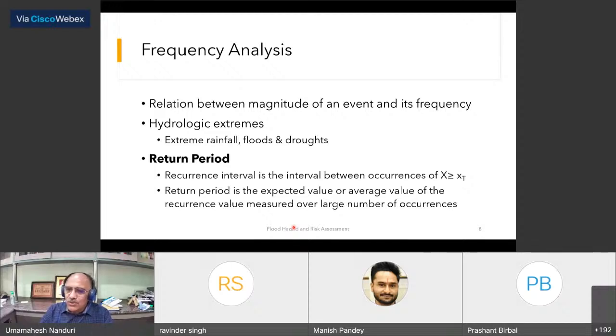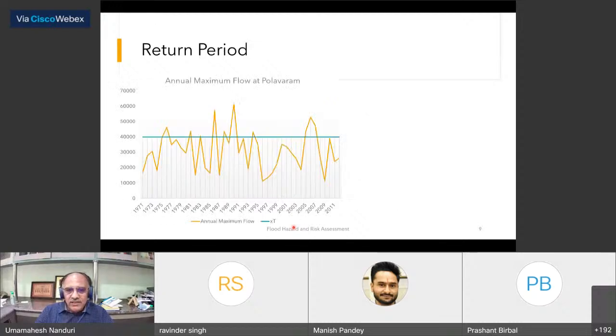I think these are all fundamentals which you have studied in your hydrology, and I'm just trying to review them. Just to give you an idea about return period, I have taken the data from a location called Polavaram, where a project is being constructed on the Godavari. I've taken the data from 1971 to 2013 and picked up the annual maximum, the largest value from each year. What I have is the daily flow data, so from the daily flow data I picked up the largest from every year and then plotted that data. So this is the annual maximum flow at Polavaram.